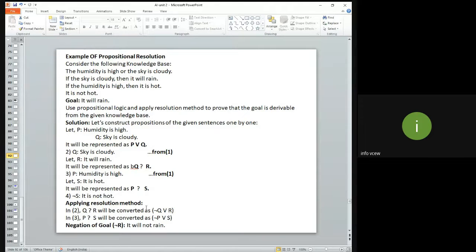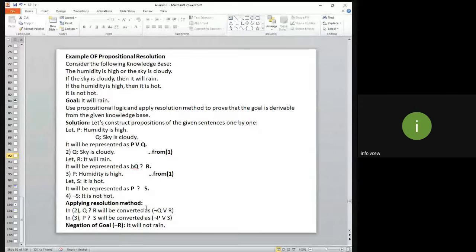Humidity should be high, otherwise the sky is cloudy. If the sky is cloudy, then it will rain. If the humidity is high, then it is hot. If it is not hot, automatically what happened? It will rain. Do you understand the statements? Yes, ma'am. Two sets of statements: if humidity is high it is hot, and if the sky is cloudy it will rain. Okay, this is the concept.